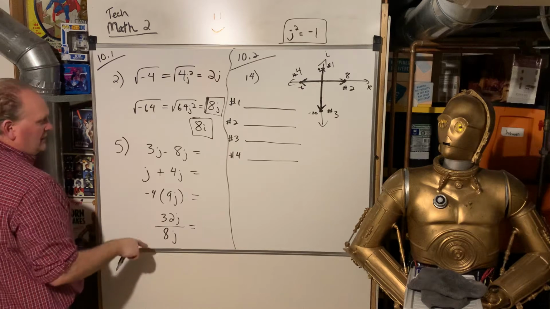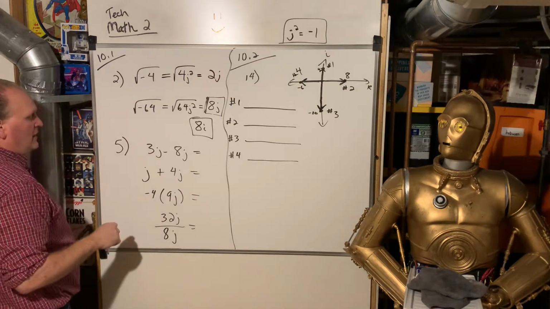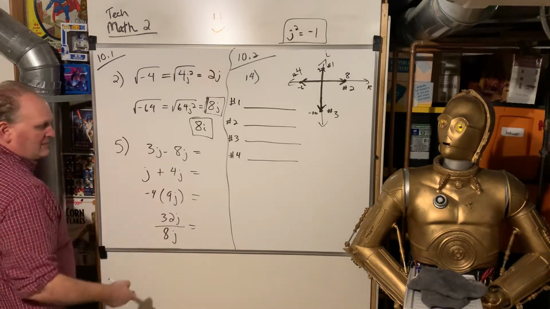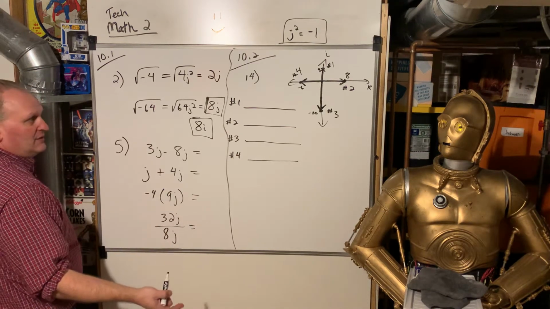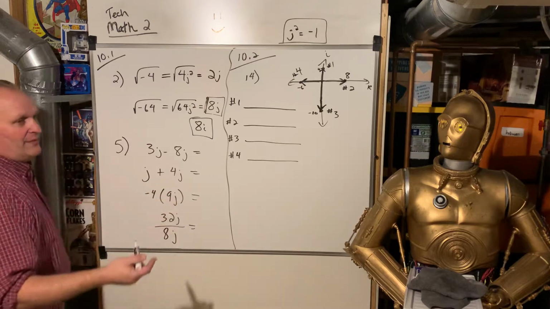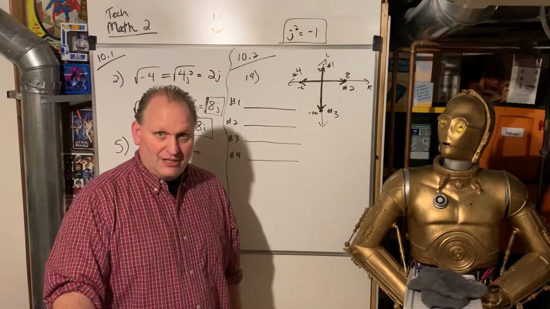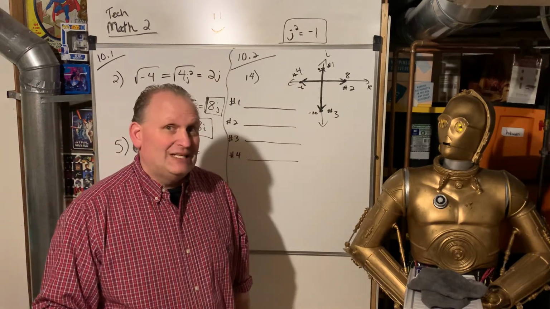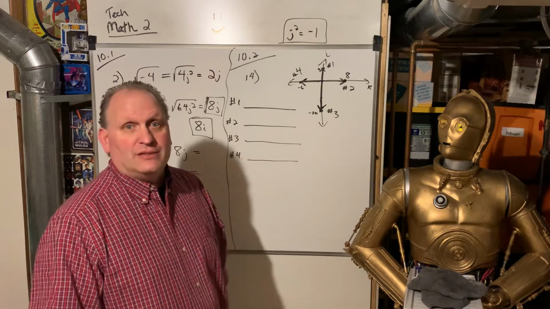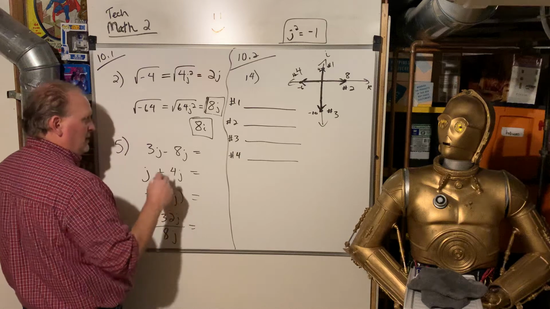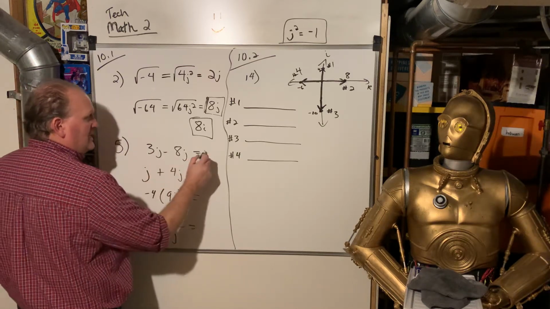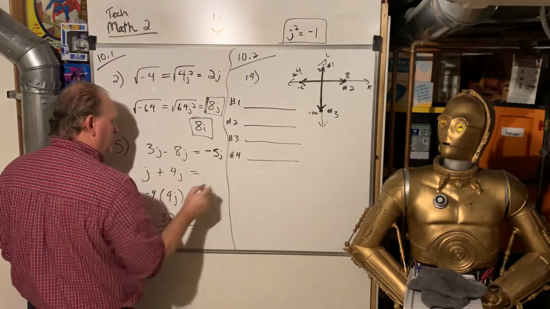The second part that I wanted you to see in 10.1 is when you add and subtract them or multiply them or divide them, you treat it just like a variable. The only thing is it's a special variable that if you ever get to a squared, you have to replace it with a -1. All right, so it's really never more than just a first degree. So 3j minus 8j, that's -5j.